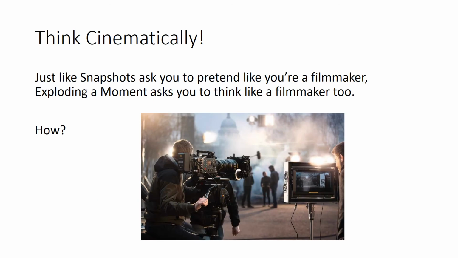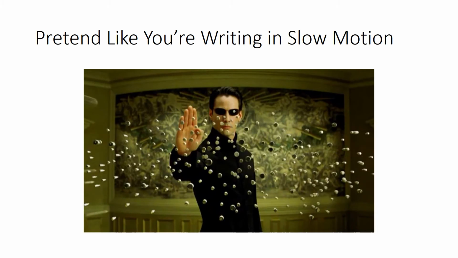And kind of like we did with snapshots, it's a good idea to think about this cinematically, as though you're a filmmaker. So start thinking about what you might be doing with the camera. How do you explode a moment if you are thinking cinematically? Well, you pretend like you're writing in slow motion. You stop things where they are and slow things down, so that you can take your time to go through each step that leads to the final climax.